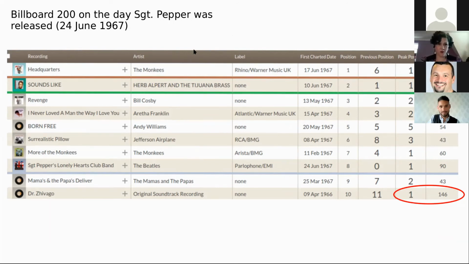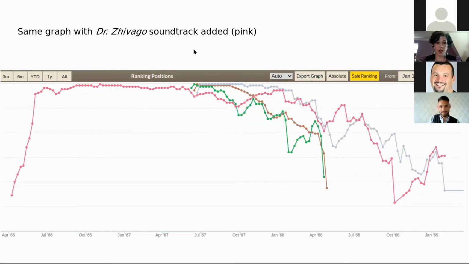So I added Dr. Zhivago here to my graph, and then I see how it compares in the sales pattern to the other top albums. So you can see the start lines are when they were released, or sorry, when they entered the chart, which is usually about 2 to 4 weeks after it was released at this time. And you can see that it started out way low, but something happened to make it go to the top and stay at the top.